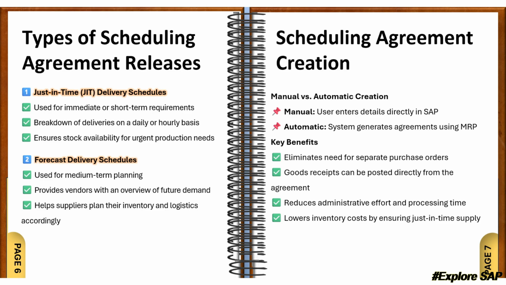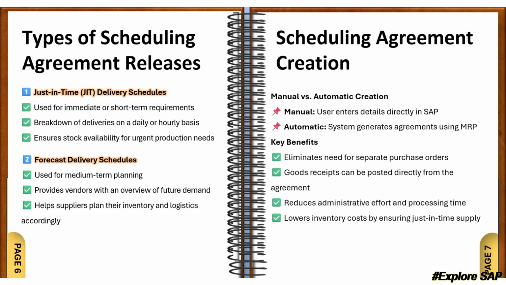When created manually, a user enters the details of the agreement directly in SAP. However, when generated automatically, the system uses MRP to determine requirements and create the scheduling agreement accordingly. This eliminates the need for separate purchase orders, making procurement much faster.